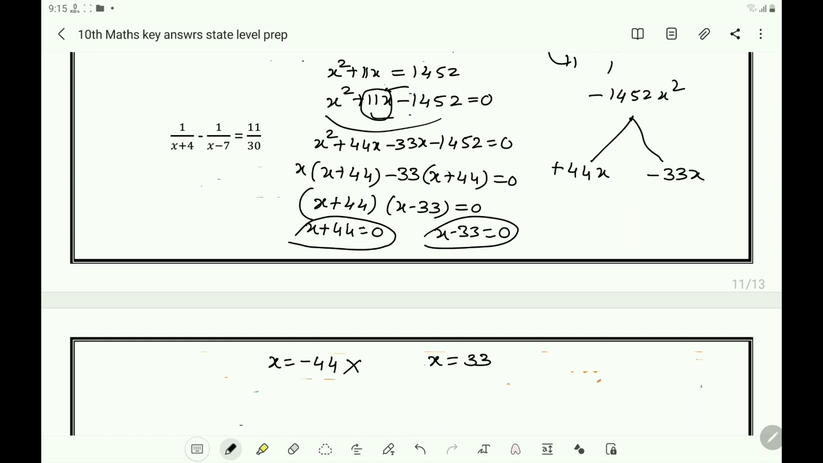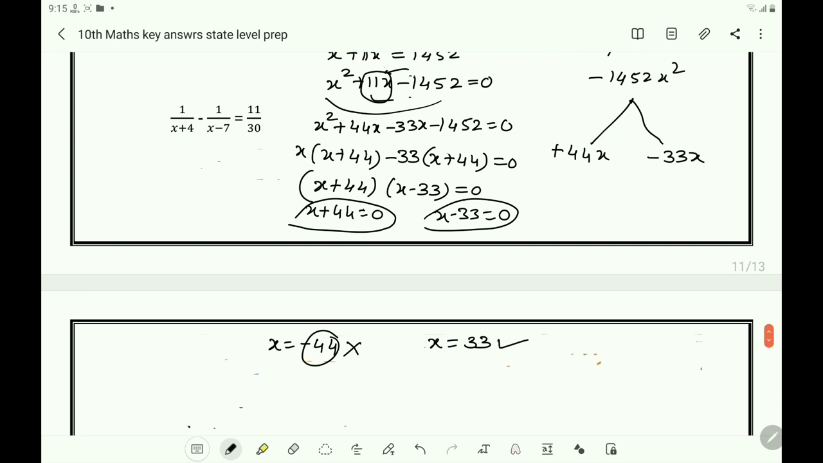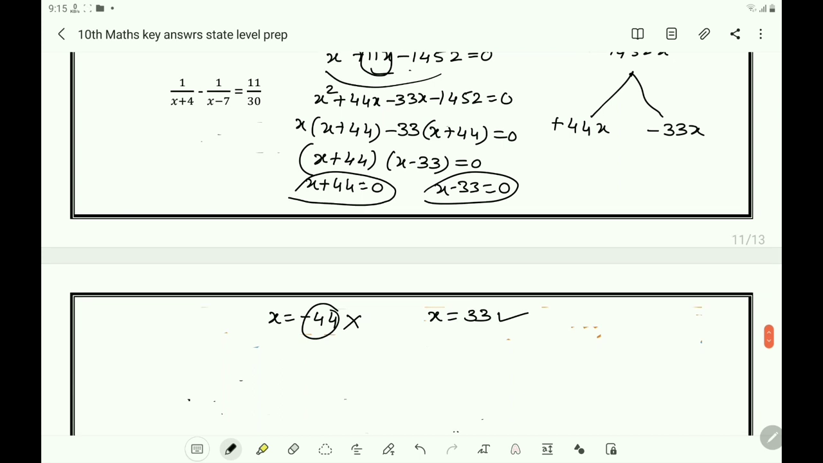So don't consider this as it is negative. You have to consider this because the speed is always positive. So you got x equals 33. Therefore you can take that average speed of passenger train, x is the speed of passenger train we have taken, equals 33 kilometer per hour.